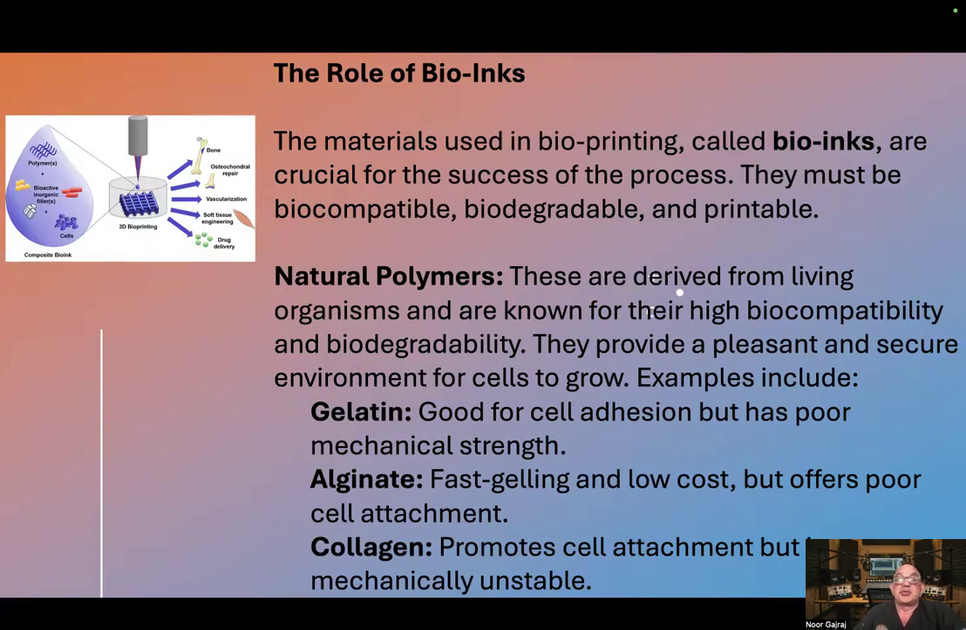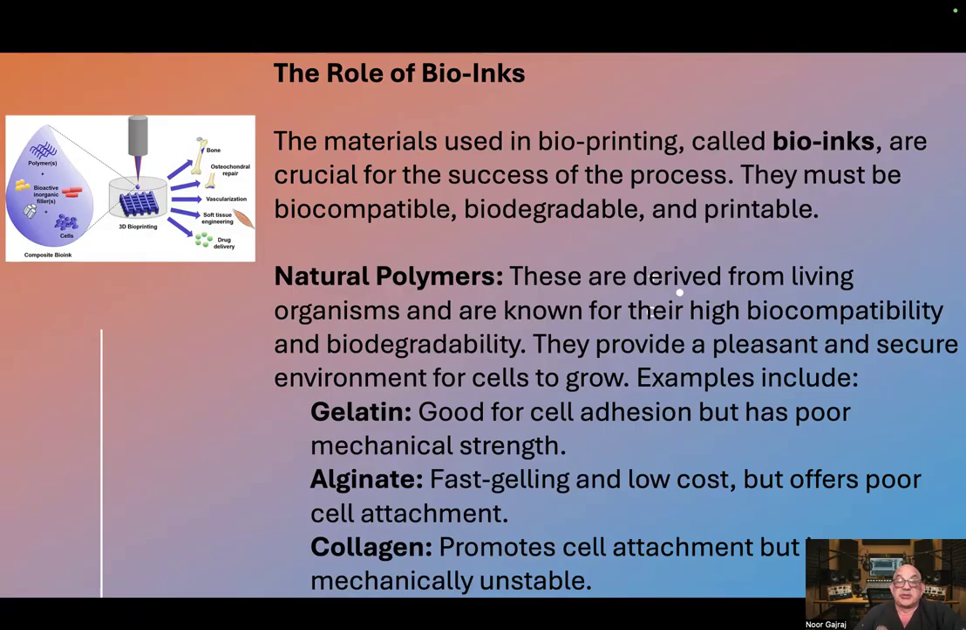The materials used in bioprinting, called bioinks, are crucial for the success of the process. They must be biocompatible, biodegradable, and printable. Natural polymers. These are derived from living organisms and are known for their high biocompatibility and biodegradability. They provide a pleasant and secure environment for cells to grow.